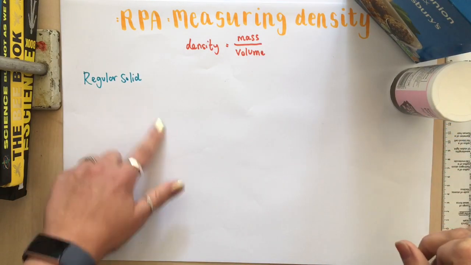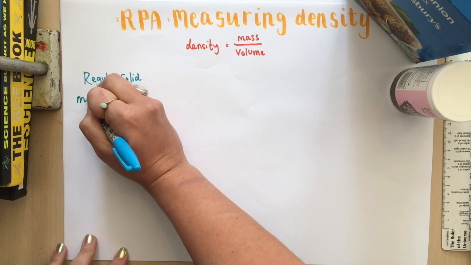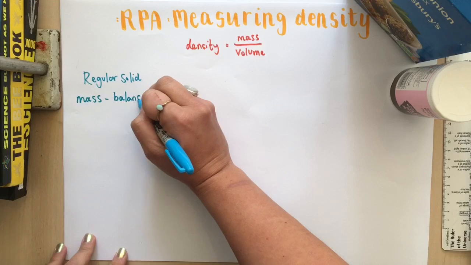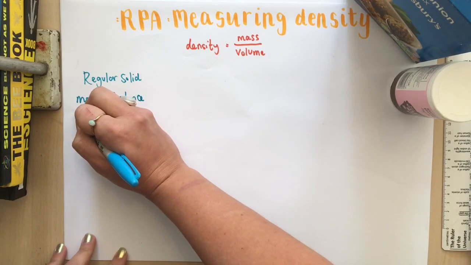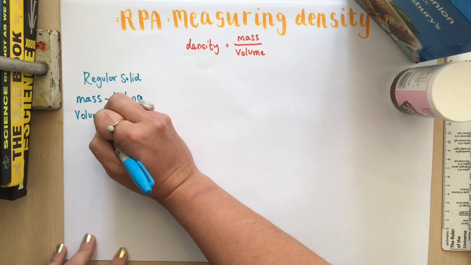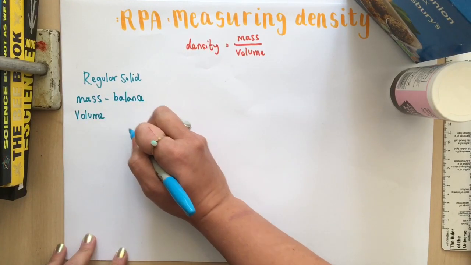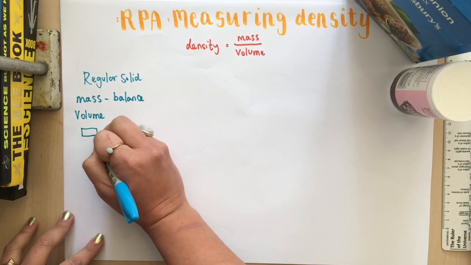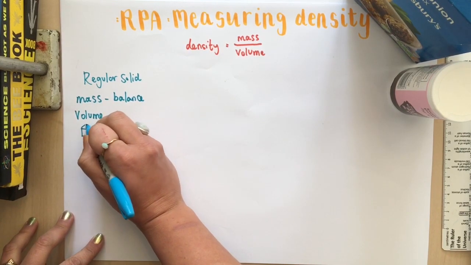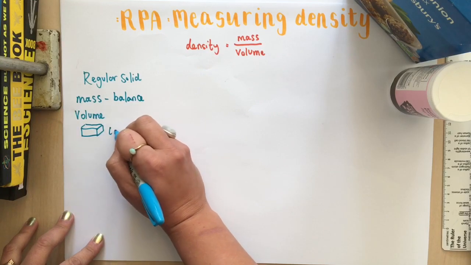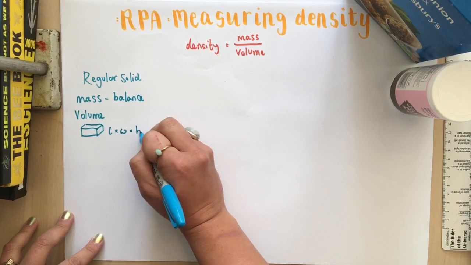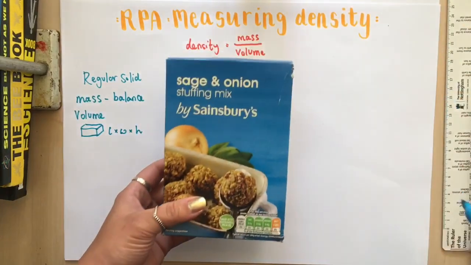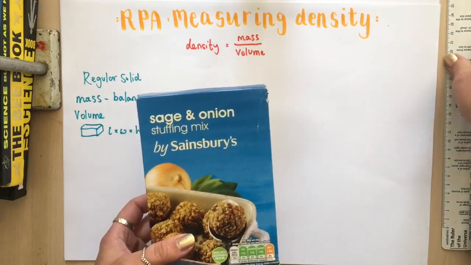Okay, so for both of them, the way that we'd measure the mass is by using a balance, and then the way that we'd measure the volume, if it's, say, the stuffing, so we're talking about something that is a cuboid, we're going to do length times width times height. So let's do that one first.